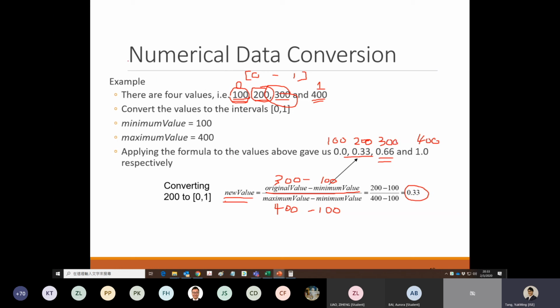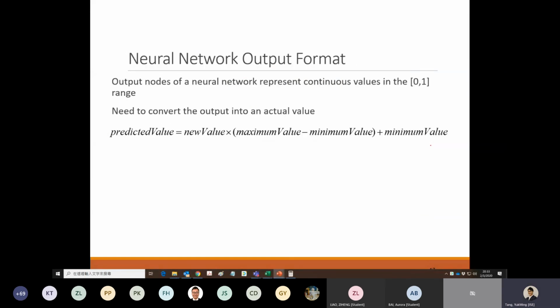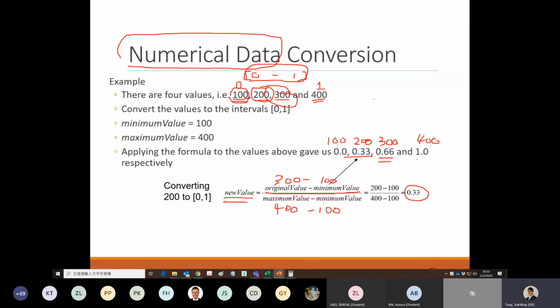Therefore, if we're talking about the numerical data, we need to convert them into the values between 0 to 1. And then finally, we got that 0 is used to represent 100, 0.33 represent 200, 0.66 to represent 300, and 1 to represent 400. Okay. So these are the input.